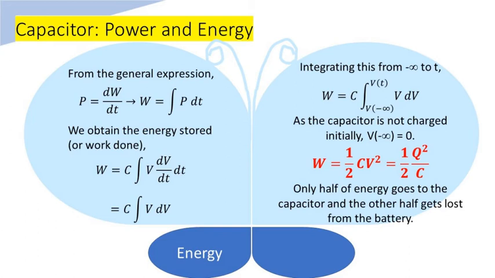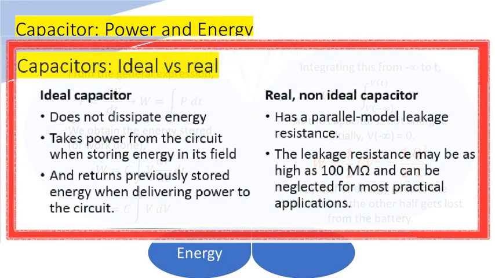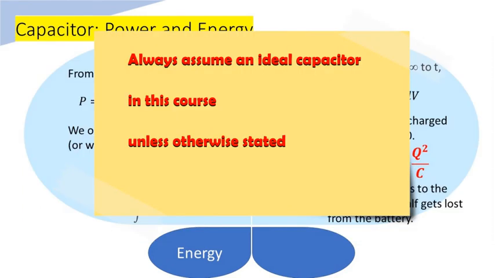Although it is equivalent to half of the energy supplied by a source, there is no energy loss by a capacitor. Energy is lost by the source, instead. Remember that there is no energy loss by a capacitor. This is the main characteristic of an ideal capacitor, which will be applicable throughout this subject, unless otherwise stated.